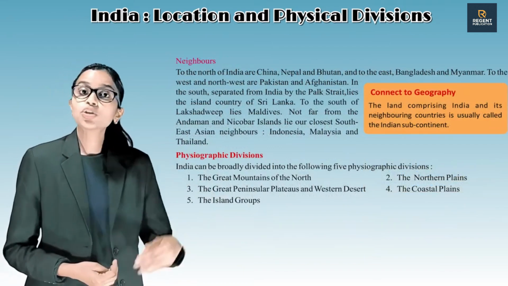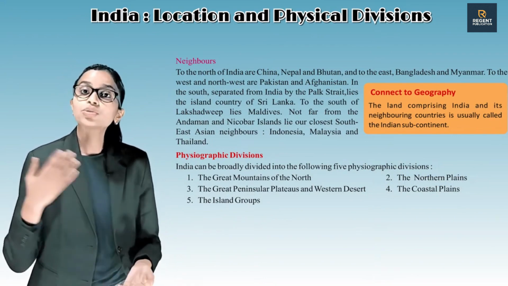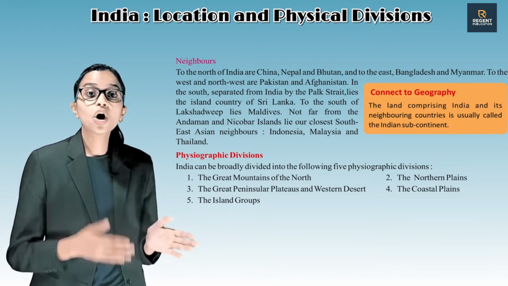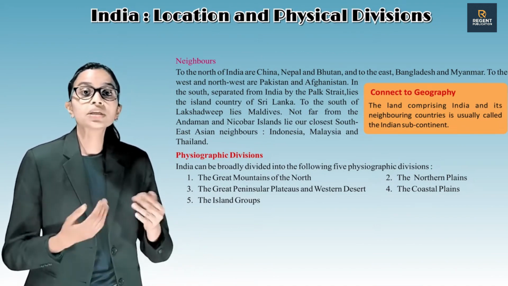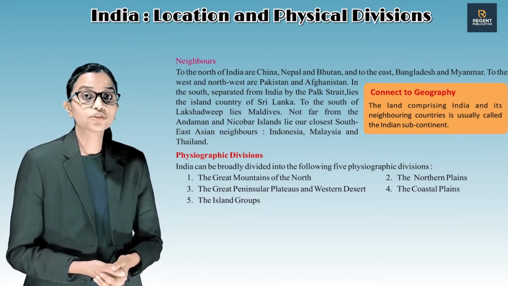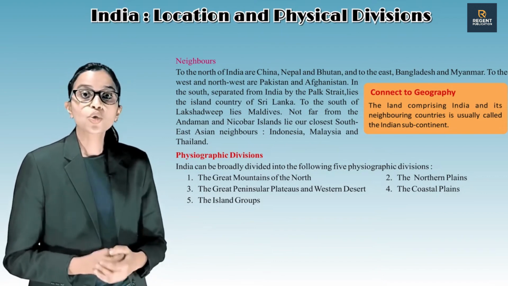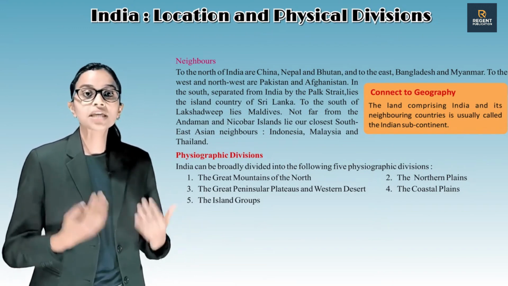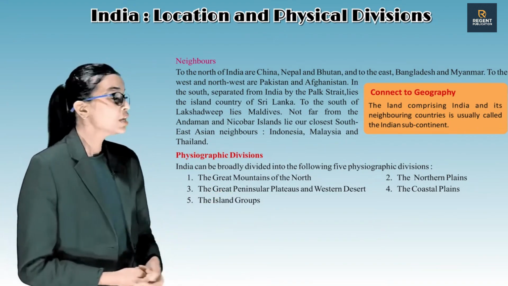Neighbors. To the north of India are China, Nepal and Bhutan, and to the east Bangladesh and Myanmar. To the west and the northwest are Pakistan and Afghanistan. In the south, separated from India by the Palk Strait, lies the island country of Sri Lanka. To the south of Lakshadweep lies Maldives. Not far from the Andaman and Nicobar Islands lie our closest Southeast Asian neighbors, Indonesia, Malaysia and Thailand.